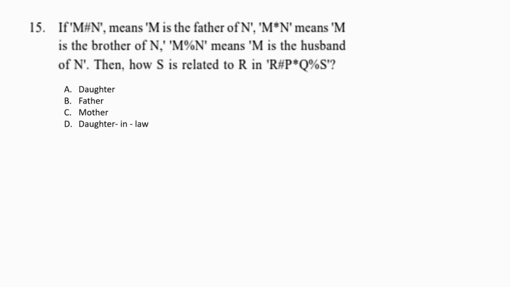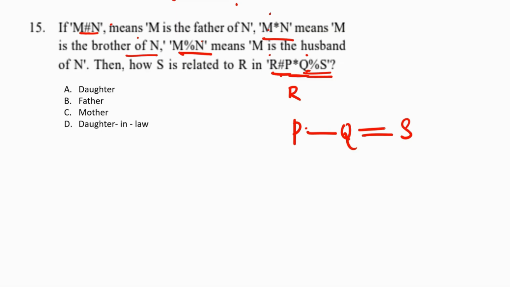Next, question number 15. The 15th question reads, M hashtag N means M is father of N. So R hashtag P means R is the father of P. Okay. M multiplied to N means M is the brother of N. So P multiplied to Q means P and Q are siblings. Next, M percentage N means M is the husband of N. So Q percentage S means Q is the husband to S. Q and S are husband and wife.